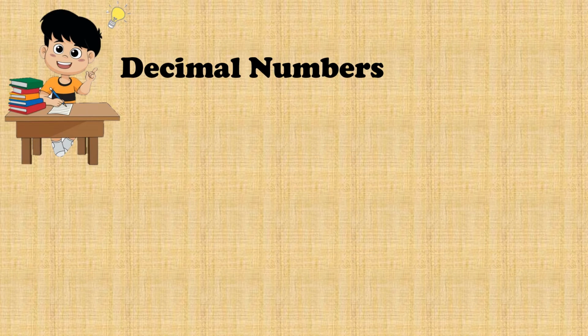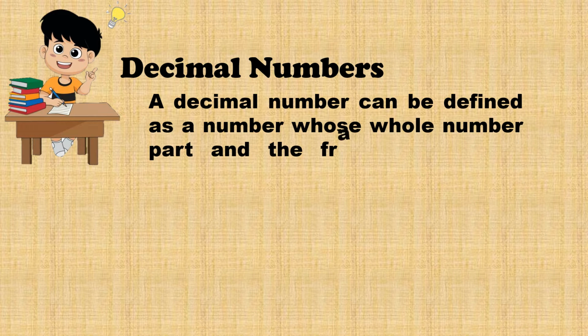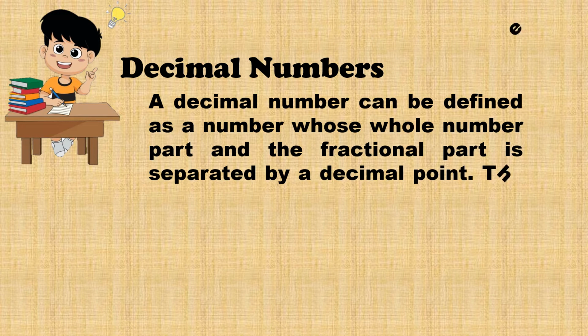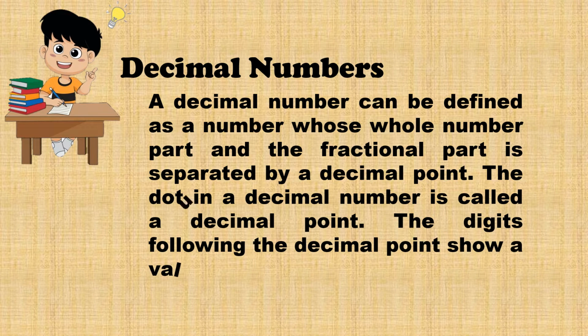Decimal numbers. A decimal number can be defined as a number whose whole number part and the fractional part is separated by a decimal point. The dot in a decimal number is called a decimal point. The digits following the decimal point show a value smaller than 1.